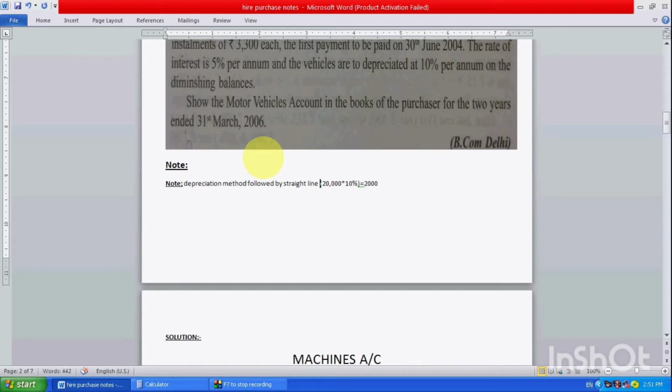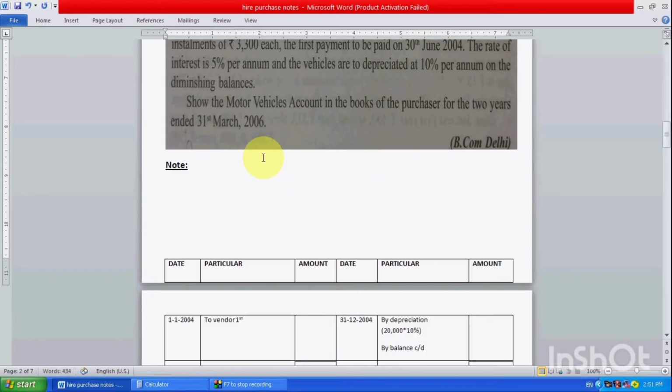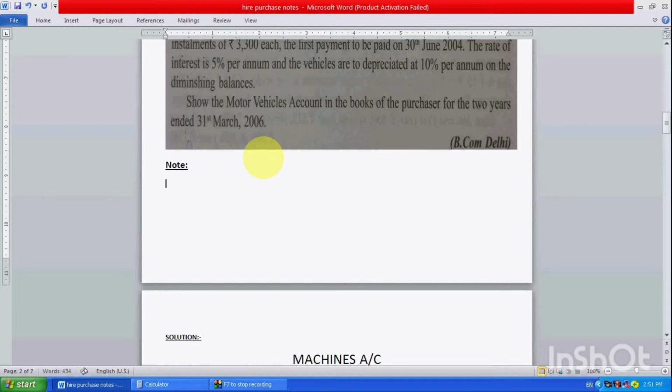The depreciation method followed here is the diminishing balance method. This is from the last previous question, so I'm deleting this one. Okay, now see.